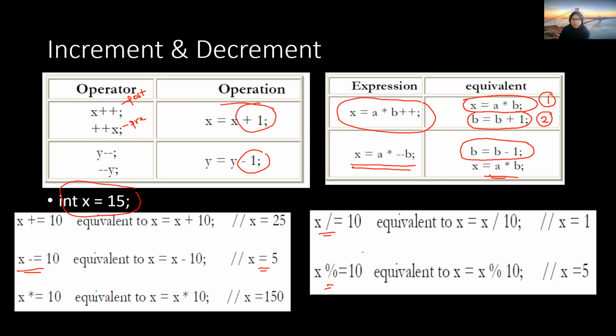Same thing if you want to increase by a decimal value. Let's say I have float x equals 0. So this is my declaration, and this is my assignment. I assign the value. And then I say x plus equals 0.01. So it means that I increase by 0.01.